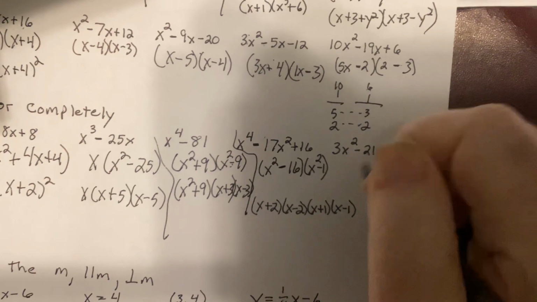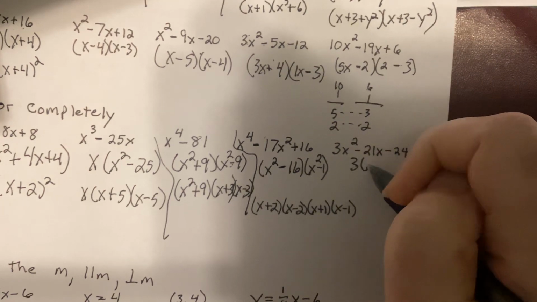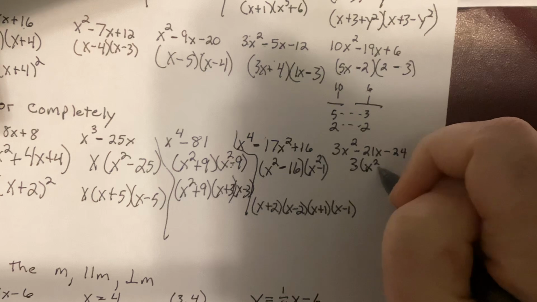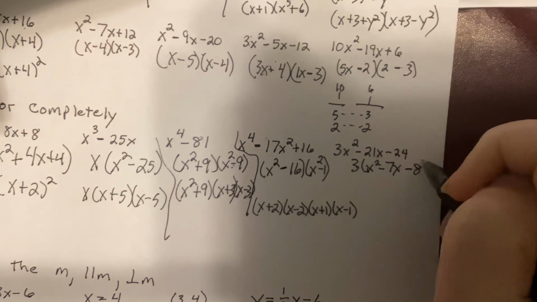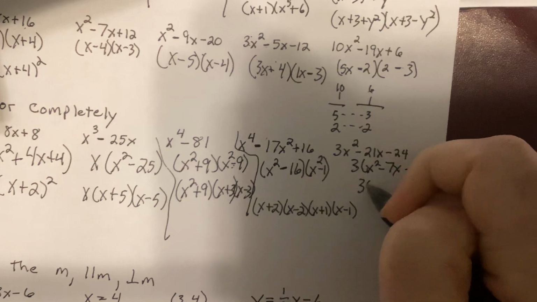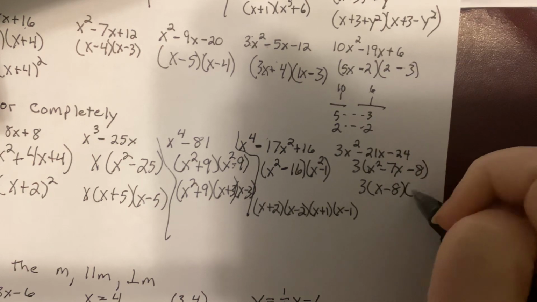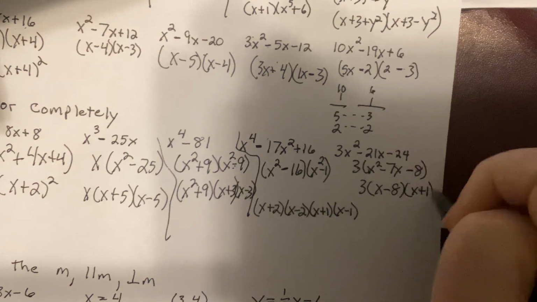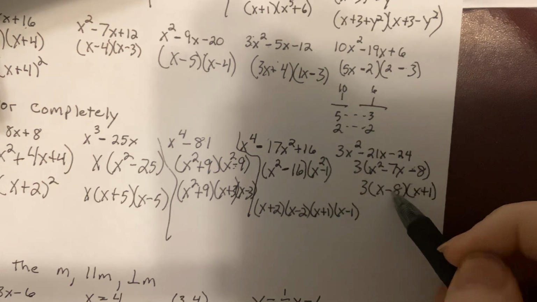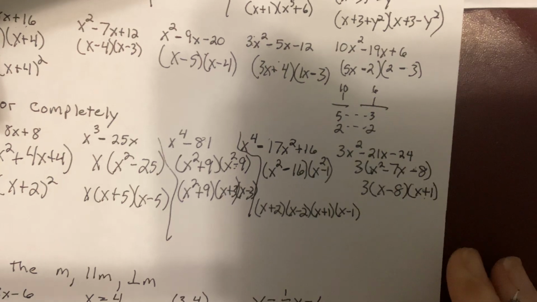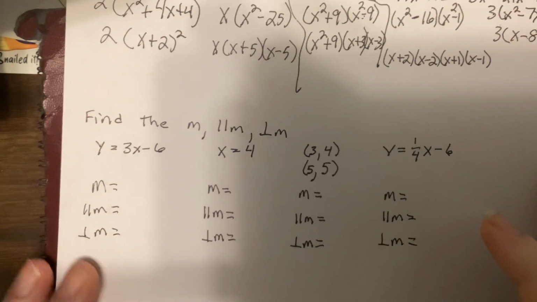First step, factor out GCF, which is 3. X squared minus 7x minus 8. So it'd be 3, x minus 8, x plus 1. Last term's minus, so you're subtracting. Signs are different. Then the last part should be pretty quick.